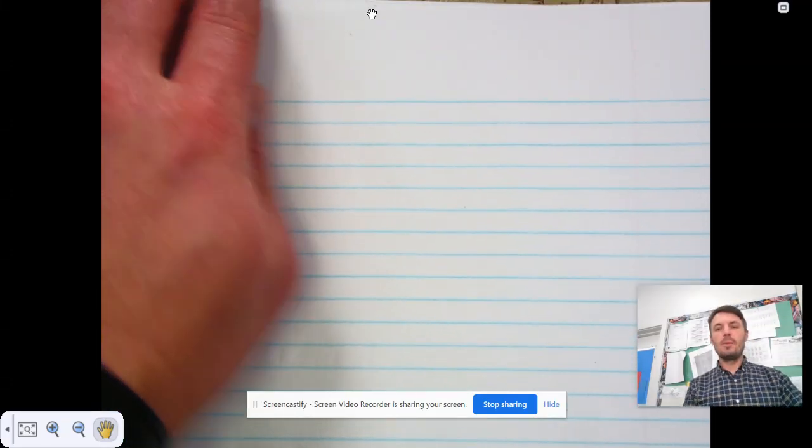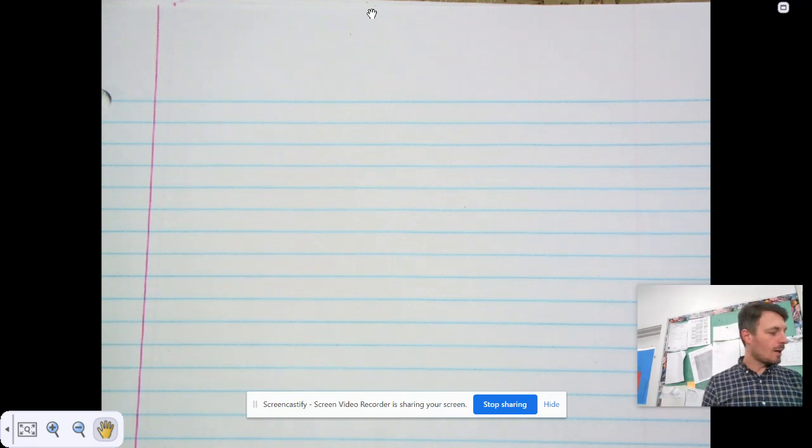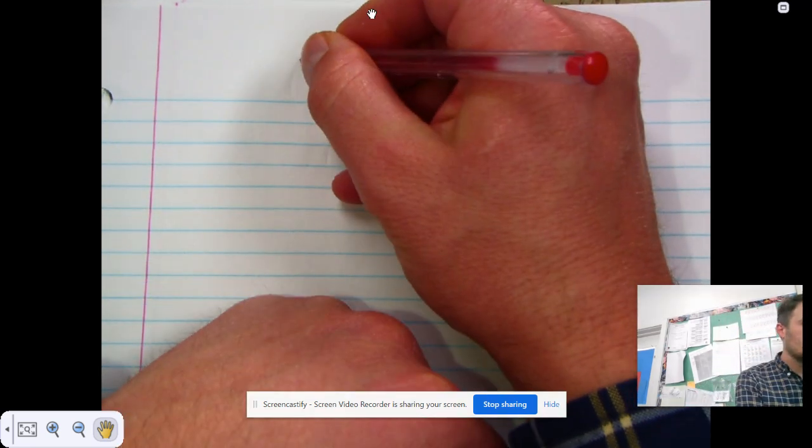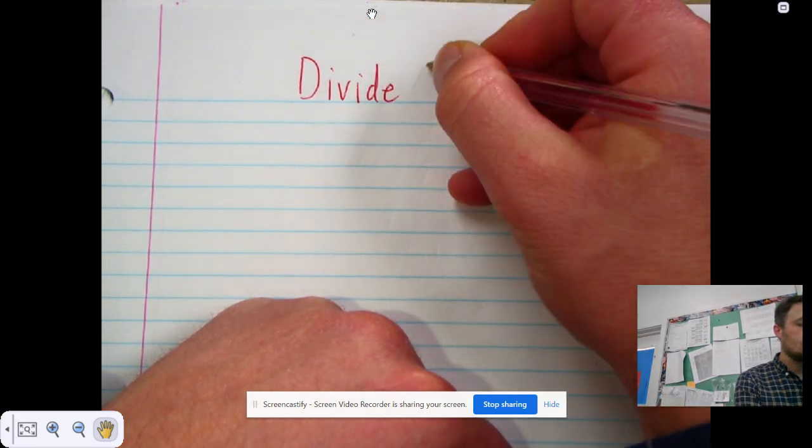Go ahead and open up your math notebook to your next available page. And at the top, write the title of today's lesson, which is Divide Decimals.